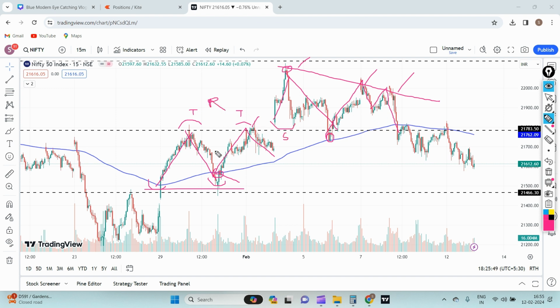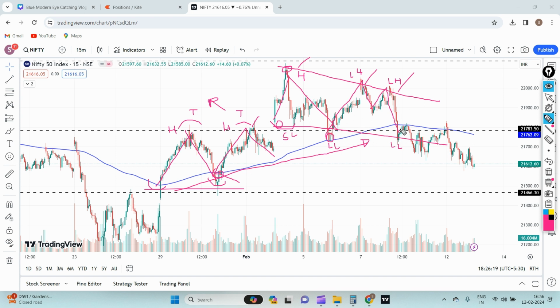Initially, the formation was like the highs were almost similar here, and at this point, the next high was a lower high, and the next one is a lower high. With respect to this point, if you observe, the low was a lower low, and even at this point is a lower low. So after the 200 moving average was in an uptrend, the price was making lower lows and lower highs.